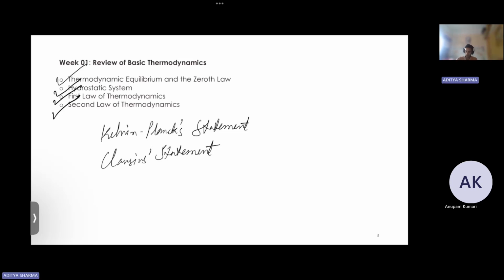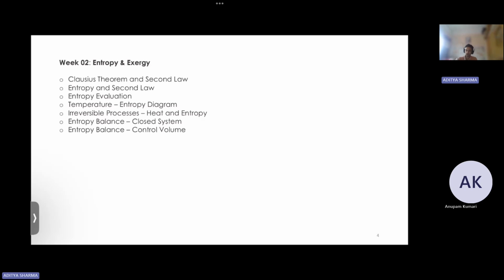As I have told, the first section is the concepts of thermodynamics. In this series, the second week is on entropy and exergy. So two new concepts have been introduced: first is entropy, and then exergy. What is the need of introducing these concepts?